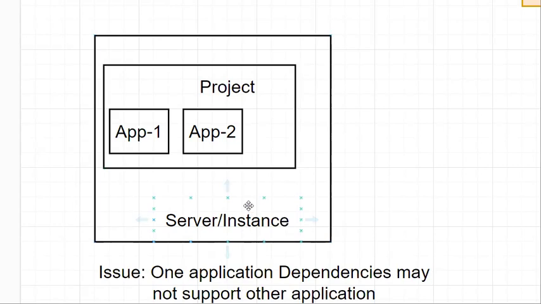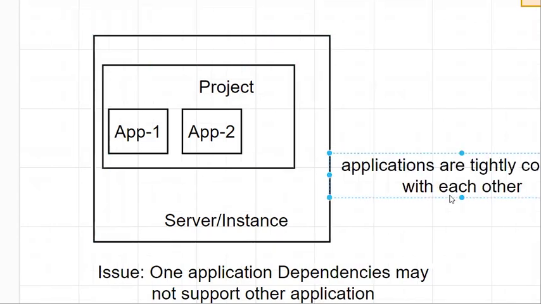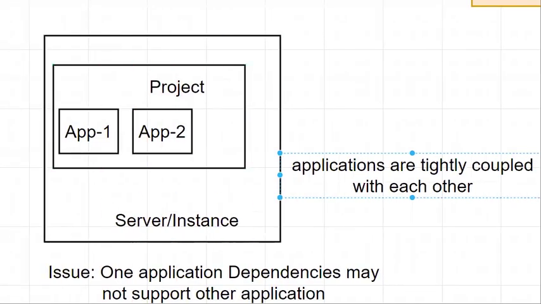Now, the application dependencies which you install on your server can be used by both application 1 and application 2, right? Yes. So can I say they are both tightly coupled by the dependencies? Yes. So both applications are tightly coupled.